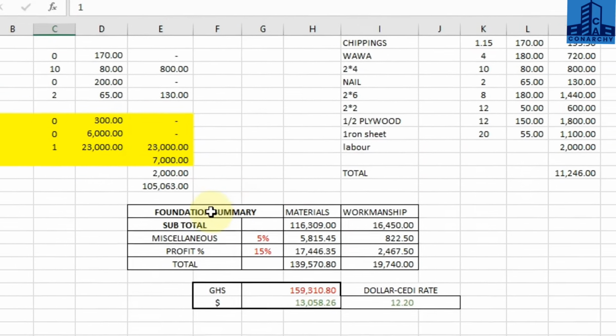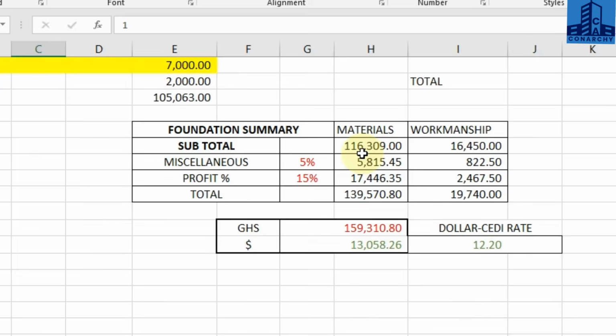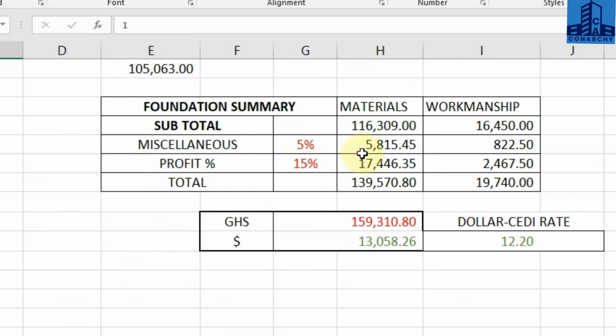So this right here is a summary of the entire work. We have our material total over here, and we have our workmanship total over here. So with this, let me just zoom in so we have a better look at this. So with the material cost, 116,309 Ghana cedis, and this for the workmanship.